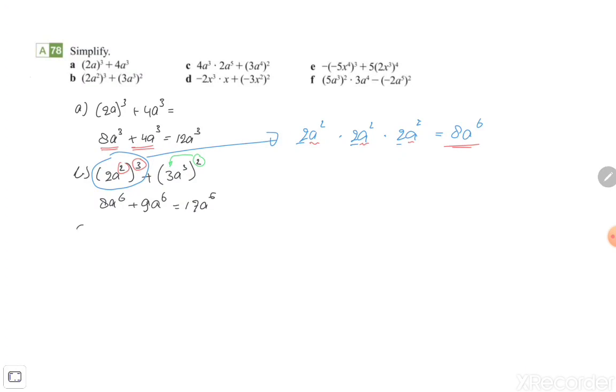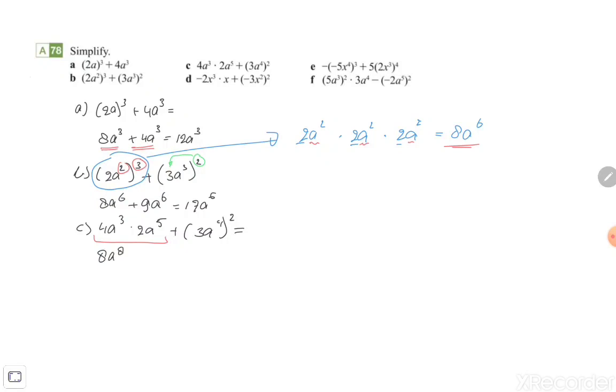Alright, exercise C. 4a to the power of 3 times 2a to the power of 5 plus, inside the bracket, 3a to the power of 4, all to the power of 2. Okay, the first part, the multiplication. That's 4 times 2 is 8. And a to the power of 3 times a to the power of 5 is a to the power of 8.